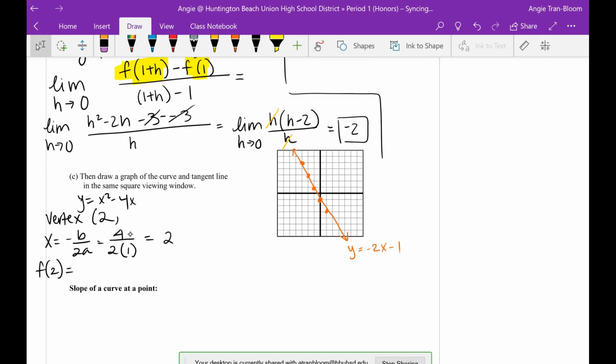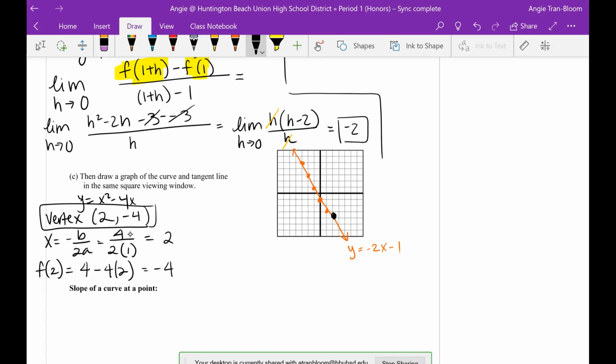So when x is plugged in, I'm going to have 4 minus 4 times 2, so that will give me a -4. So your vertex is 2, -4. That's just one of the many ways to graph. So 2, -4. It's right there. It shouldn't be touching your tangent line if you graphed that slightly better than I did.